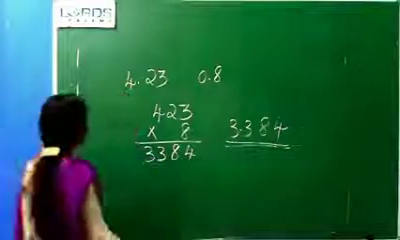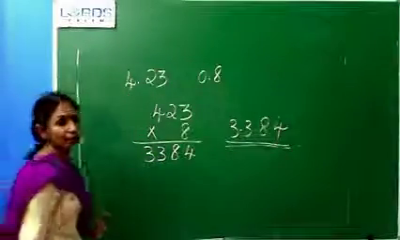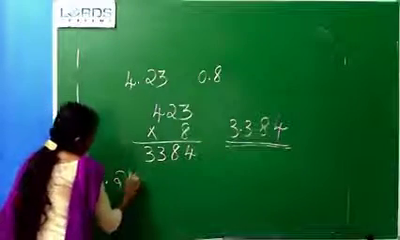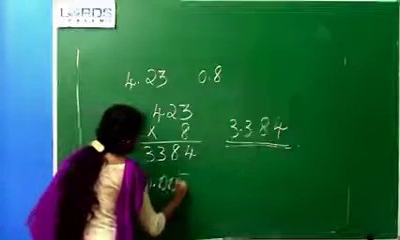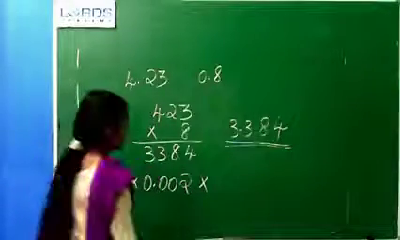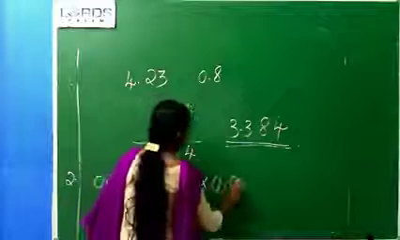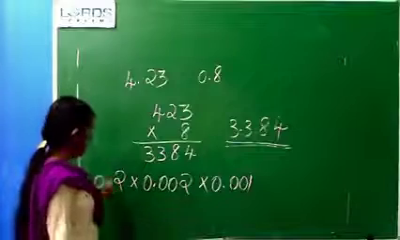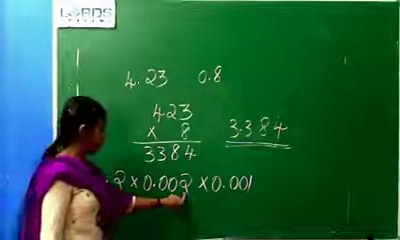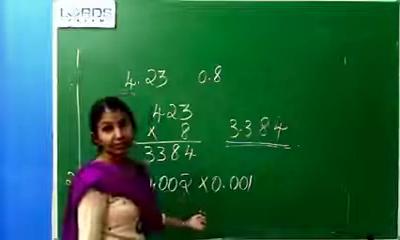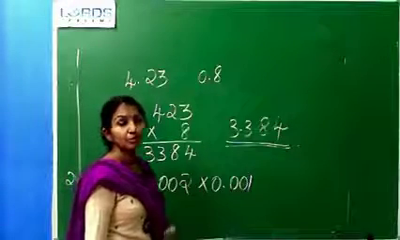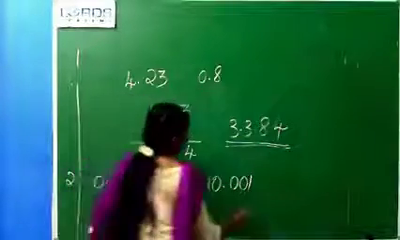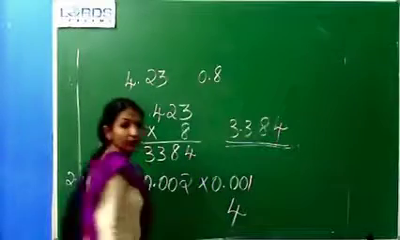Okay. The second one, 0.2 into 0.002 into 0.001. Just multiply 2 by 2. What is 2 into 2? 2 into 2, 4. 4 into 1, 4. So we got 4.